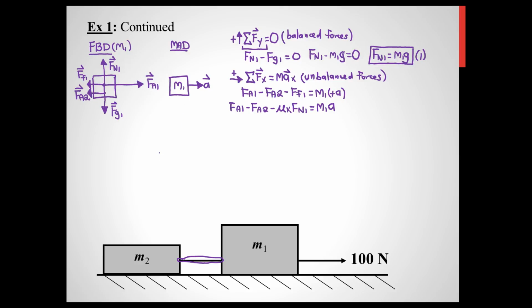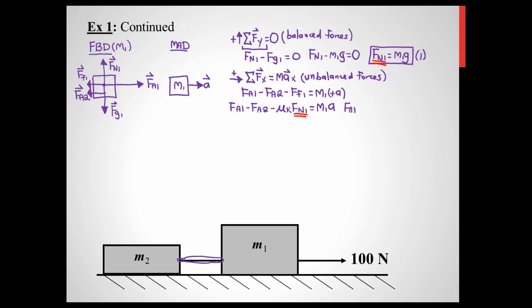I'm going to go one step further and make a substitution. So I'll just show this with a different ink color. I'm going to take this equation for Fn1 and I'm going to plug it in for Fn1 in the equation of motion on the bottom. Okay, so let's do this. I just want to get back to my purple pen color.